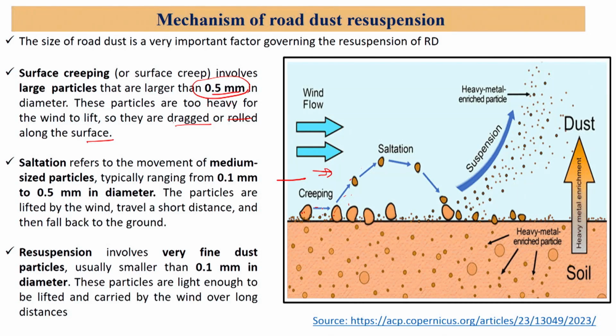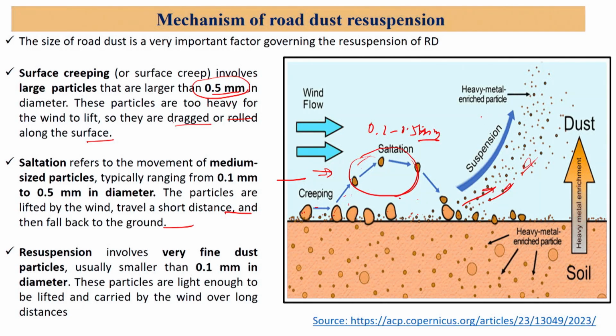Saltation refers to the movement of medium sized particles, typically between 0.1 to 0.5 millimeter in diameter. These particles, for example, this one. So, the particles that are a little bit smaller, between 0.1 to 0.5 millimeter, can be uplifted by the winds and travel a short distance and then fall back to the ground. So, they fall back here, and during this process part of these aerosols can become smaller, they can be broken down and these particles can then be resuspended.